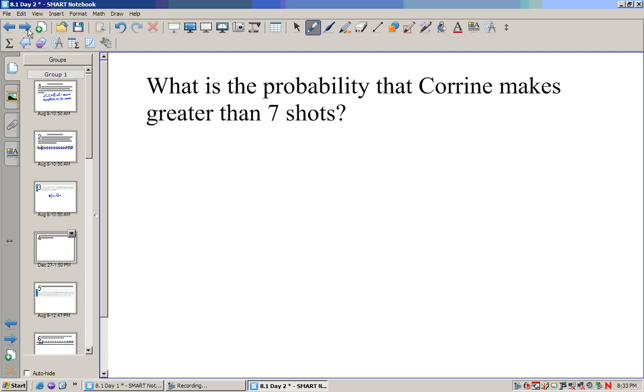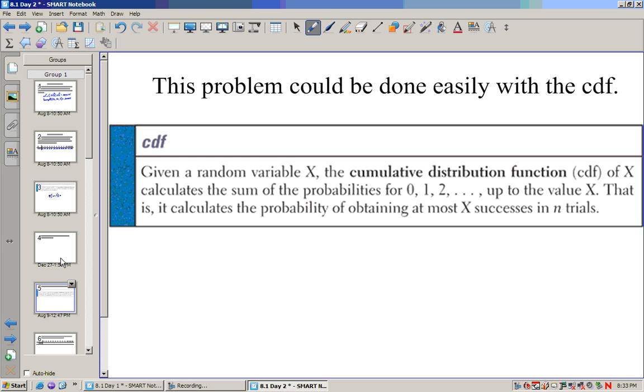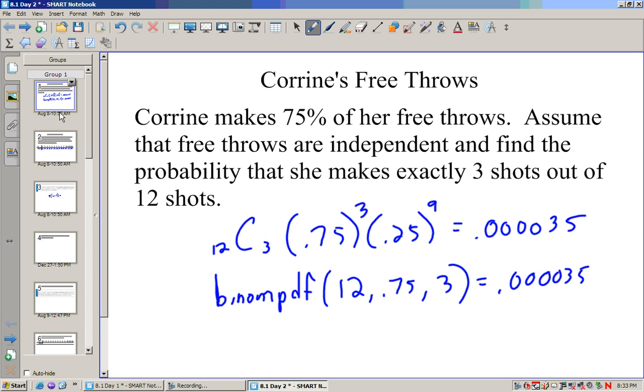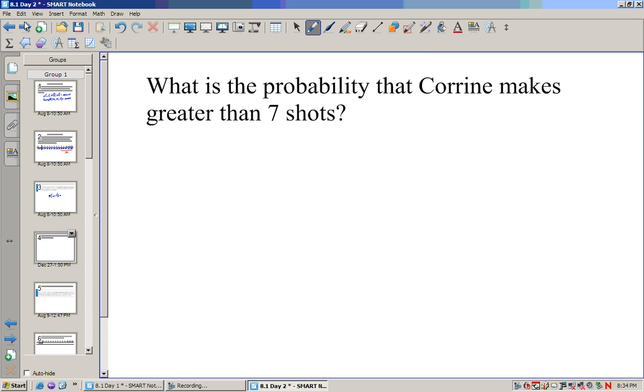Now what if we want to find the probability if she makes greater than 7 shots? So let's go back here. Greater than 7 shots. Okay. So that means it would be 8 or more. So we just take those, add them up. So 0.19 plus 0.26 plus 0.23 plus 0.13 plus 0.03. There's about a 0.84 chance that she makes more than 7 shots out of those 12. So probability that she makes more than 7 shots is 0.84.